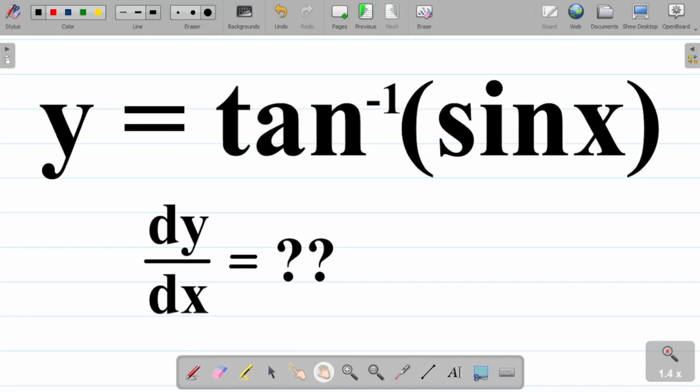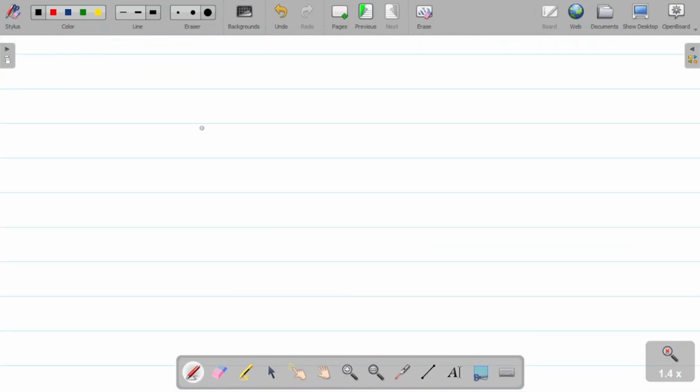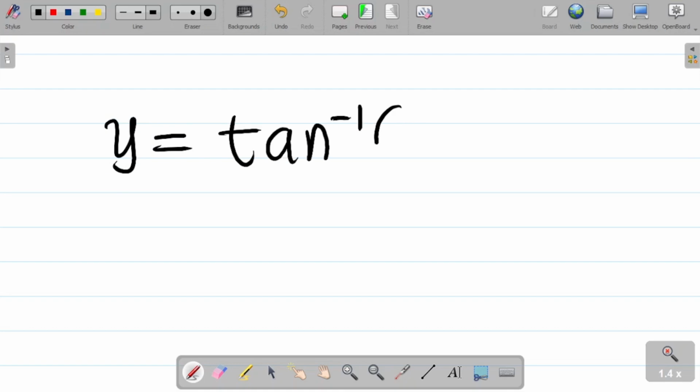So in this question, we'll be looking at how to use chain rule differentiation to get the derivative of tan inverse of sine x. All right. So how do we do this? First things first, we're given a function y as being equal to tan inverse of sine x.